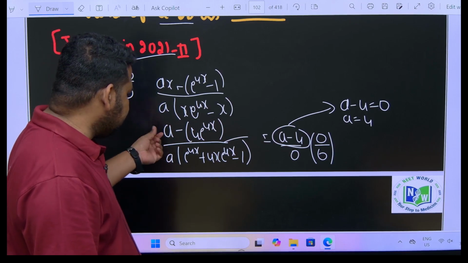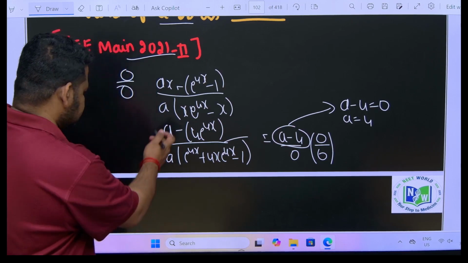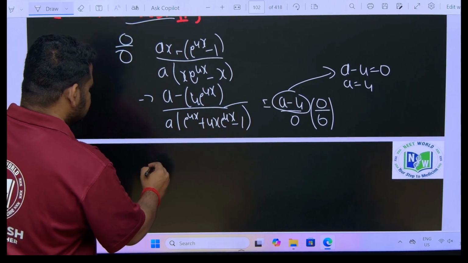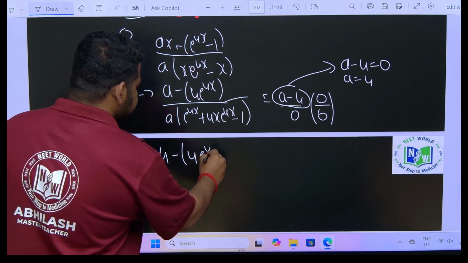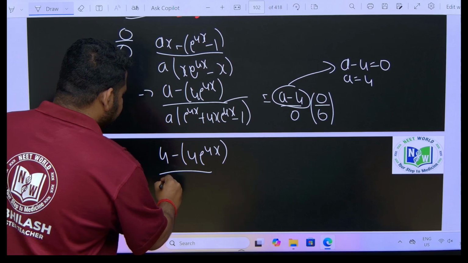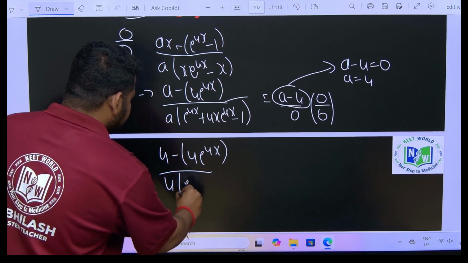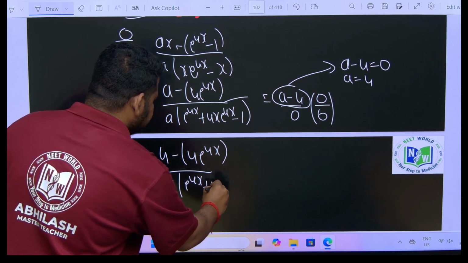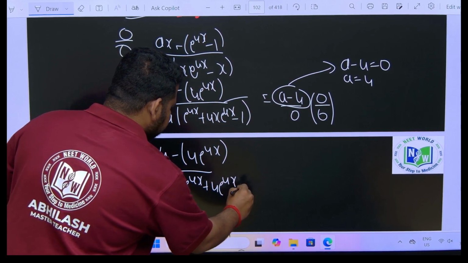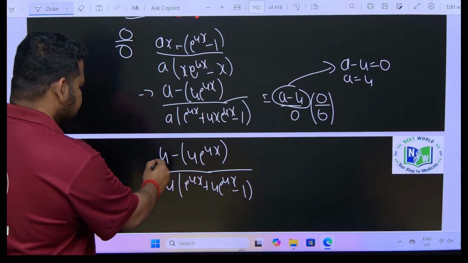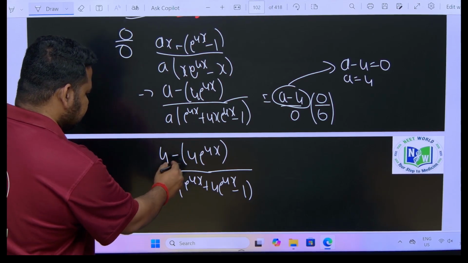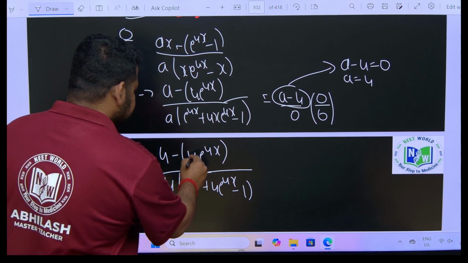So directly I apply a is equal to 4 here in this step. So this will become 4 minus 4 into e power 4x divided by 4 into e power 4x plus 4 into e power 4x minus 1. Got it, friends? Here also 4 is there, here also 4 is there. So I can take 4 common here.